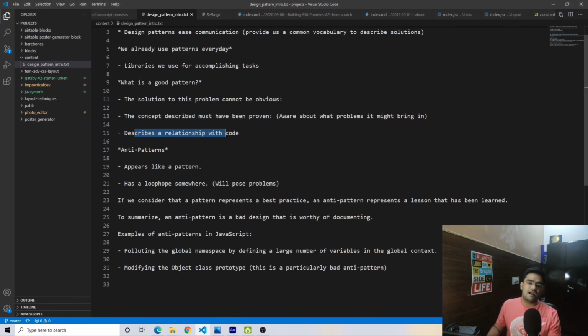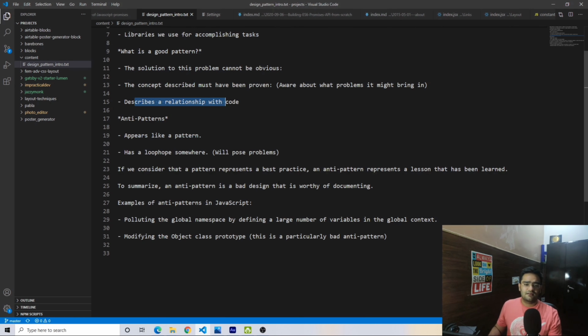Apart from that, a good pattern must also specify its relationship with code, which means that a good pattern should also document how to use that pattern and what are the specifics of that pattern. Apart from that, let's move on to anti-patterns.